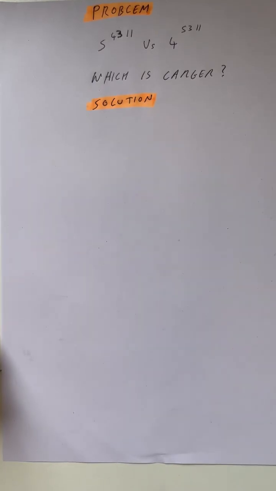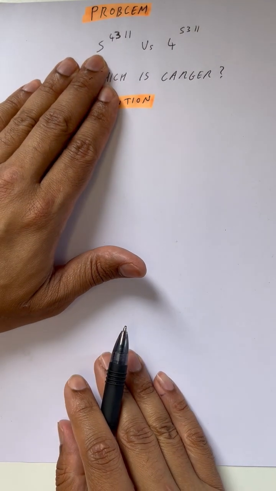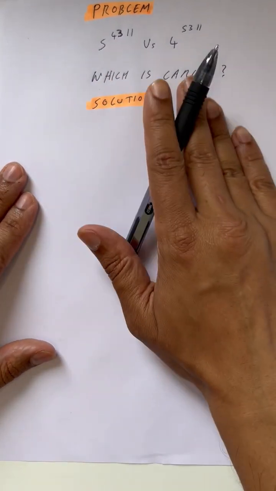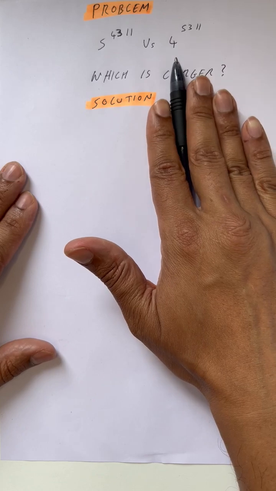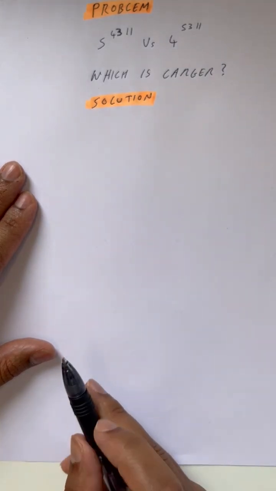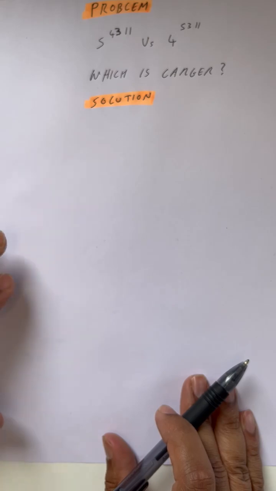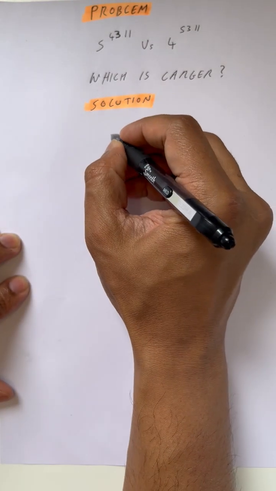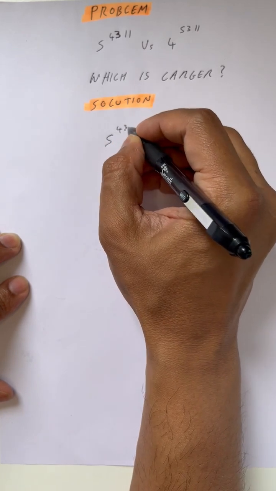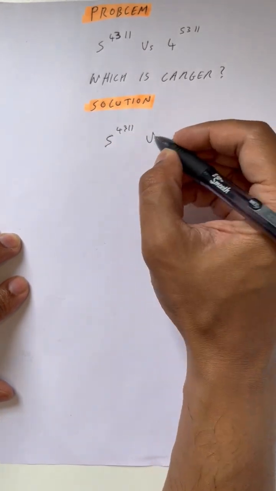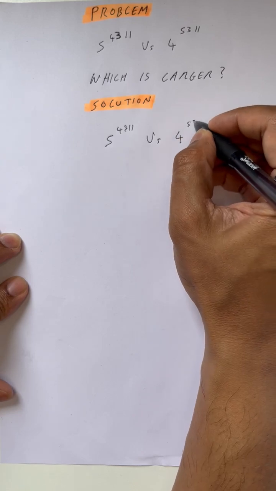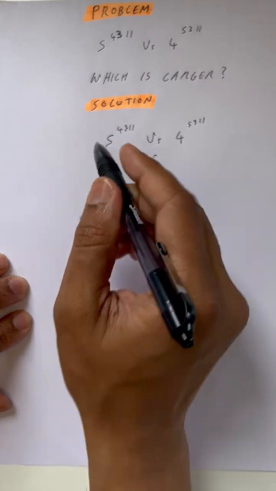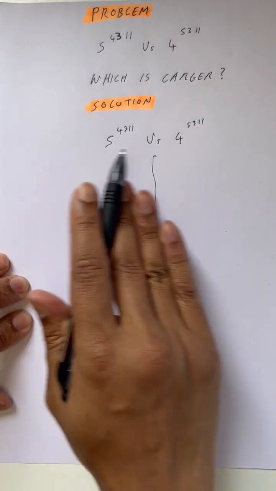Let's solve this problem. On the left hand side we have 5 to the power of 4311. On the right hand side we have 4 to the power of 5311. Which is larger? First things first, let's copy the problem over. So we have 5 to the power of 4311 versus 4 to the power of 5311. Put a line down the middle and we will evaluate each number in turn.